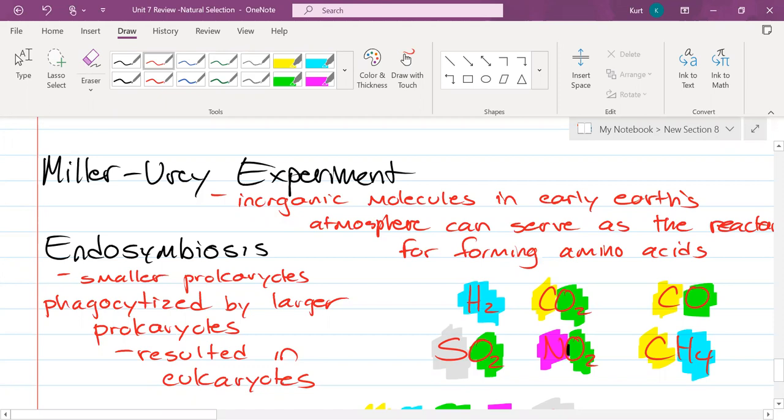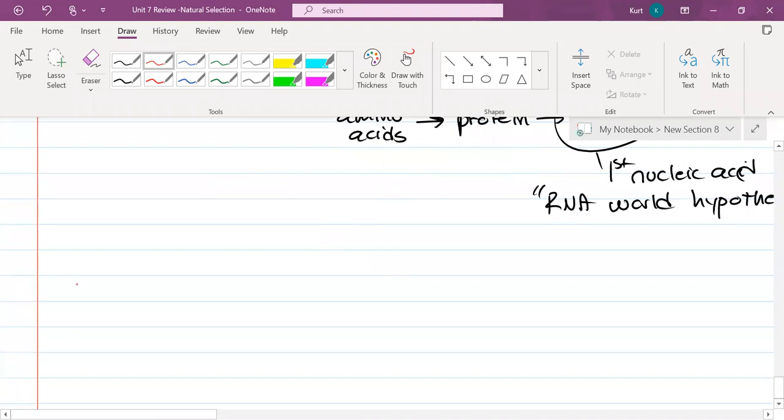Now let me take a look at some of my handwritten notes here. Let's try to get as much done as we can, guys. We have about 7 minutes left. Factors that drive natural selection.